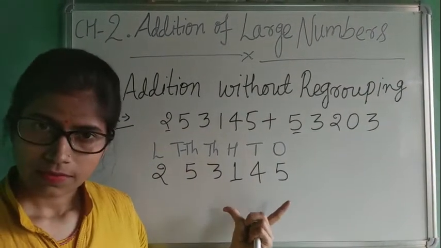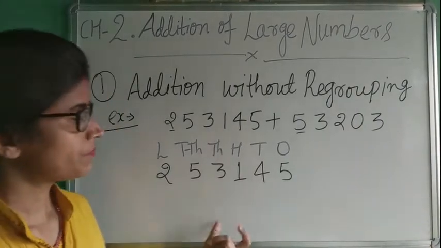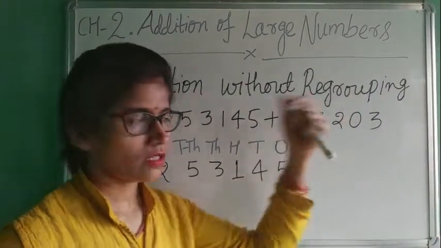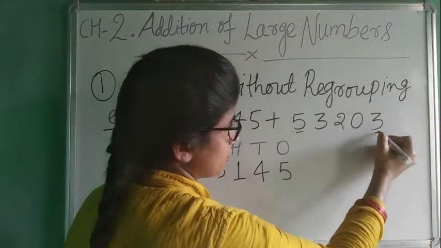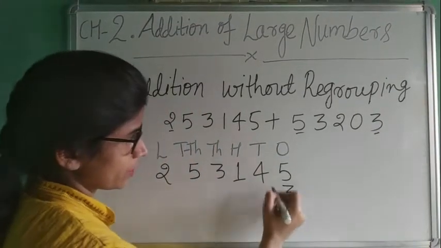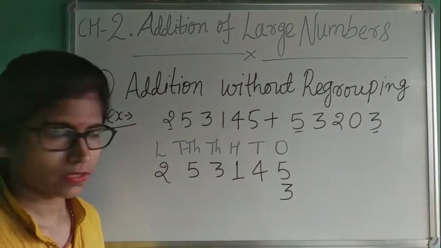Can you arrange like this? I hope that you can arrange. Now let's arrange this number also. At ones place 3. Right below the ones place.